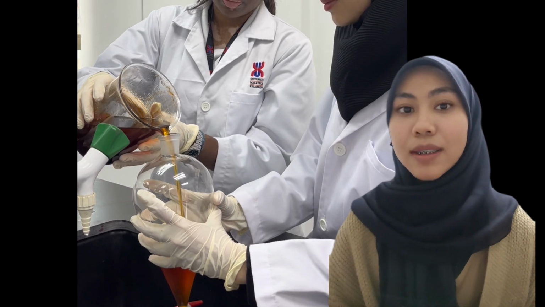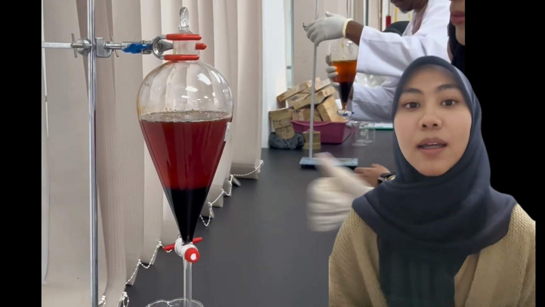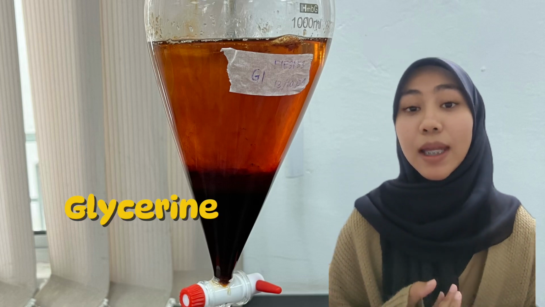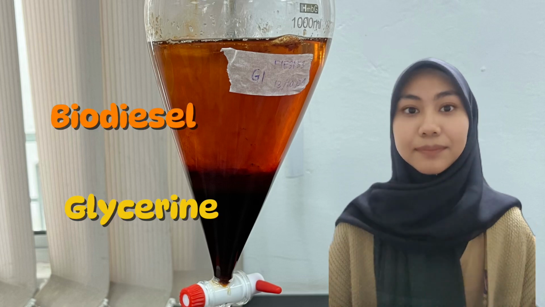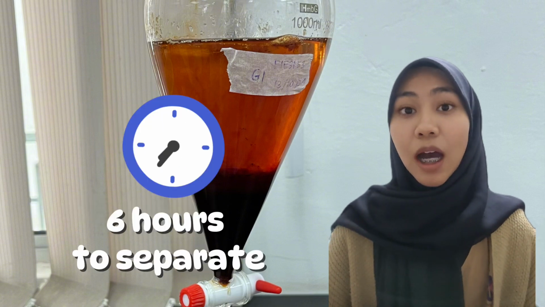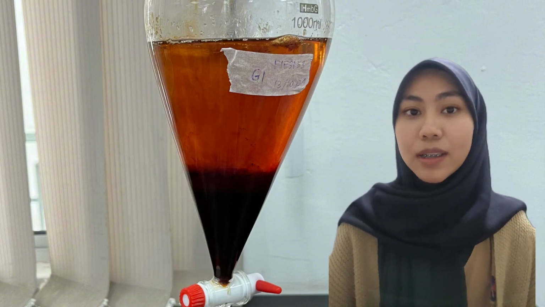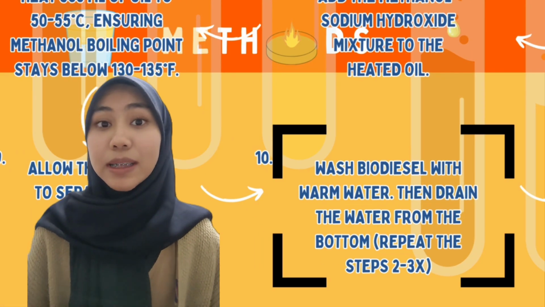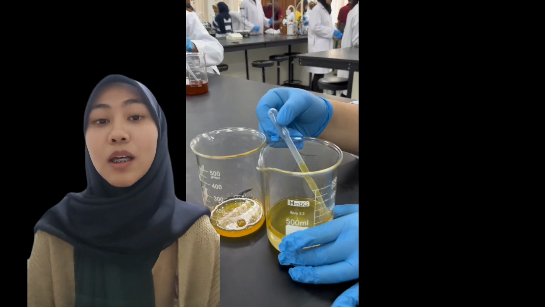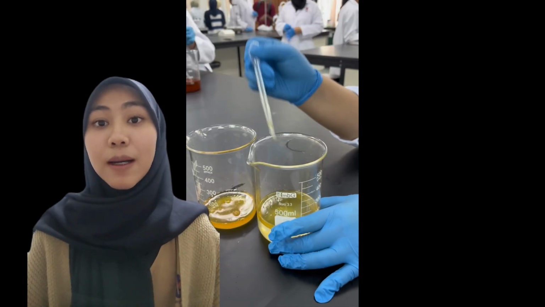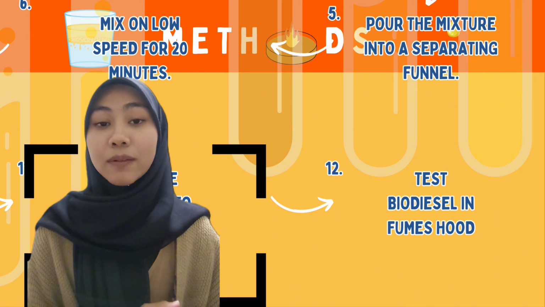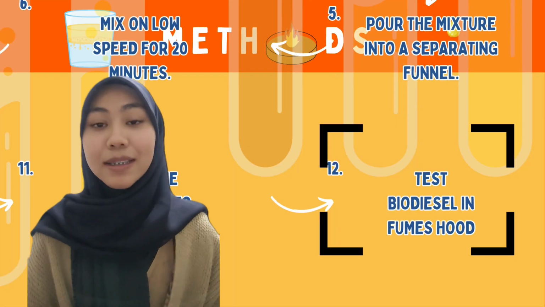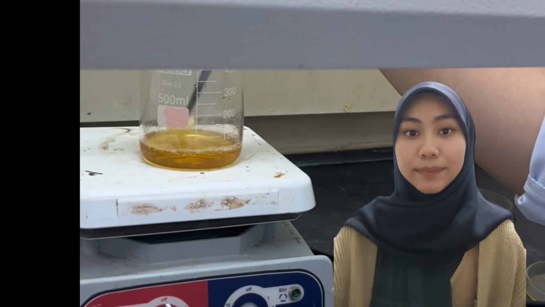Through observation, there is a liquid that begins to separate into layers. The mixture is left for 24 hours to see the bottom layer become glycerin and the top layer become biodiesel. This mixture takes a maximum of 6 hours to separate completely so that it can retain the top layer as biodiesel fat. After being left for 24 hours, the biodiesel is washed or rinsed with warm water 2 to 3 times. Next, the biodiesel is heated at around 100 degrees Celsius to evaporate any remaining water, and finally we test the biodiesel in the pumps.